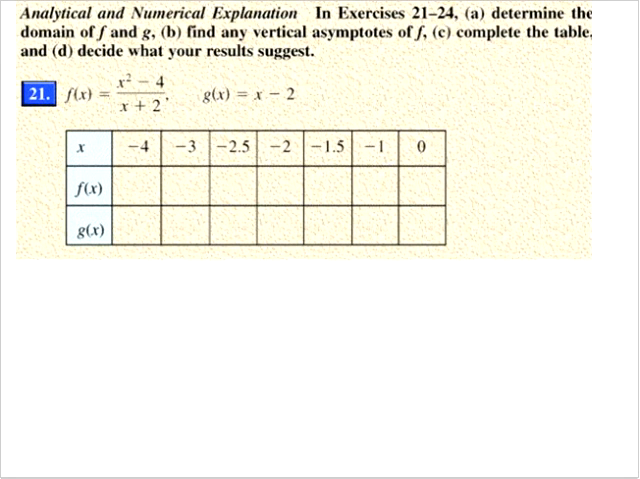All right, next we are going to determine the domain of f and g. Remember, let's start with f. Your domain is all real numbers except x cannot equal 2, because that would, or negative 2, sorry, because that would result in your denominator being 0. G doesn't have any restrictions, so we're going to just say the domain is all reals.